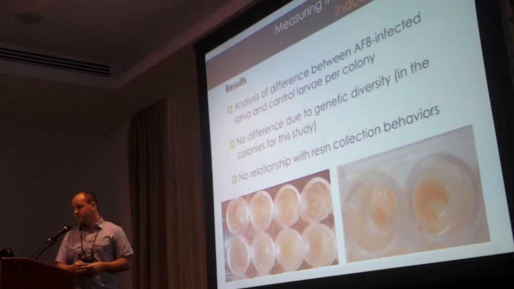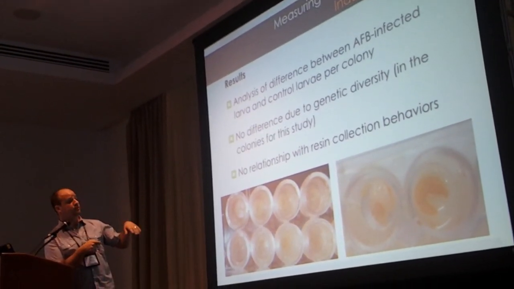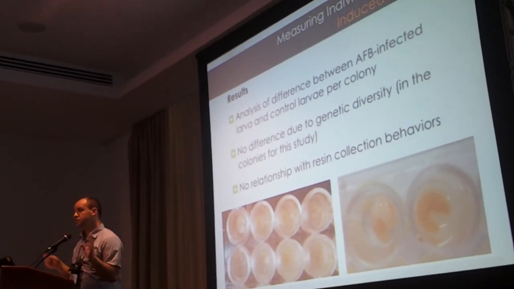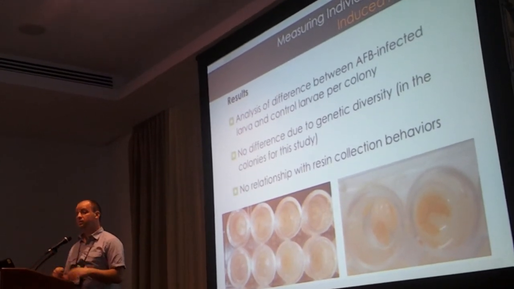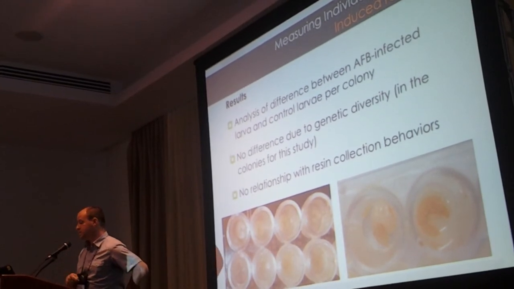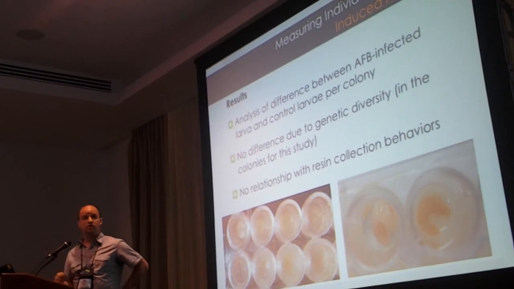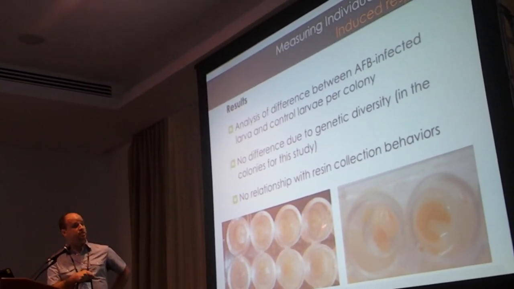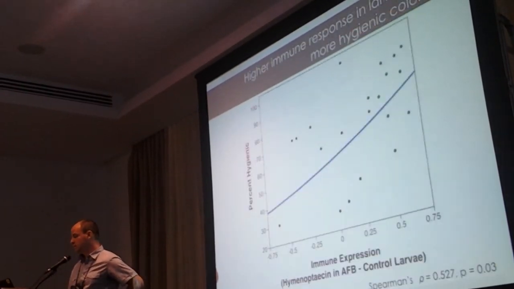So in terms of some quick results, the analysis that I'm showing here and talking about is the difference between control larvae and AFB-infected larvae within a single colony. And we didn't find any difference related to genetic diversity in the colonies for this study. In a larger study, we did show a trend related to genetic diversity, and there was no relationship in terms of individual immunity and resin collection.